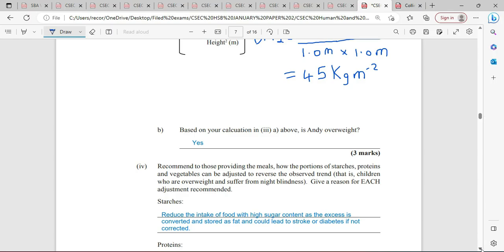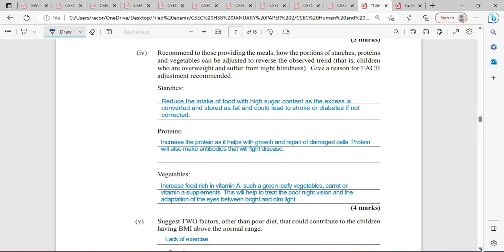We want to, however, increase the amount of protein. Why? Protein will help with the growth and repair of damaged cells, and protein will also be used to make antibodies that will fight against disease. So should there be any opportunistic disease that is going to affect these children as a result of the deficiency disease, protein should help to address that.